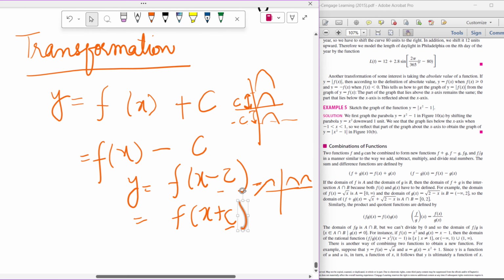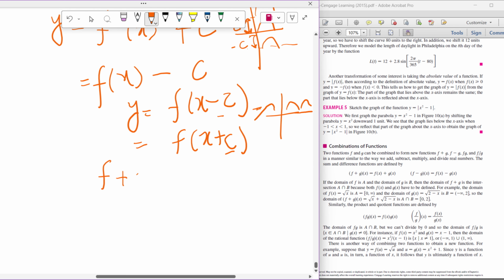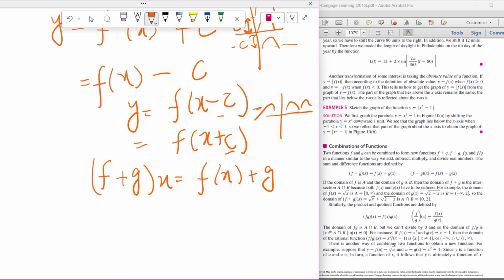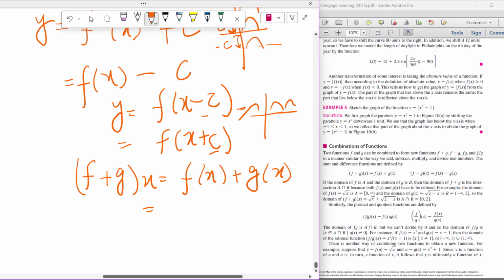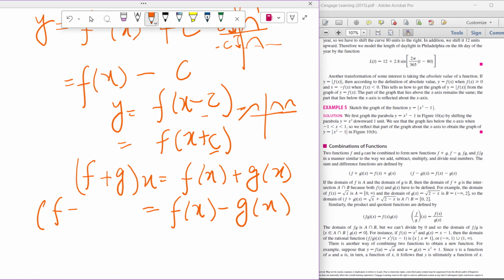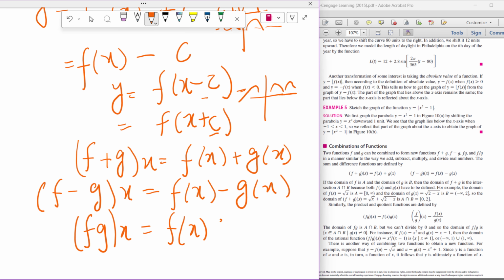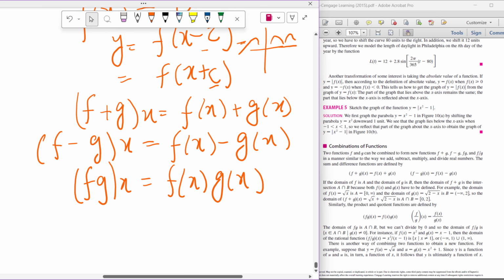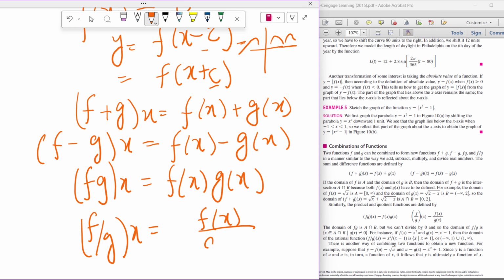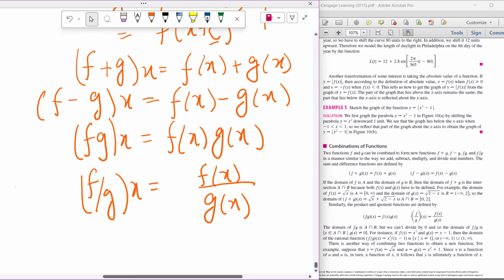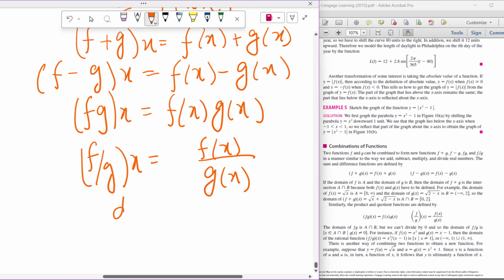We can simply write, let's say, if a function is f plus g, we can write it as the function f of x plus g of x. Similarly, if two functions are f of x minus g of x, we can also write it as f minus g. We can also multiply two functions in the same way as we multiply real numbers. We can divide two functions in the same manner as we divide real numbers. But the important concept is domain.